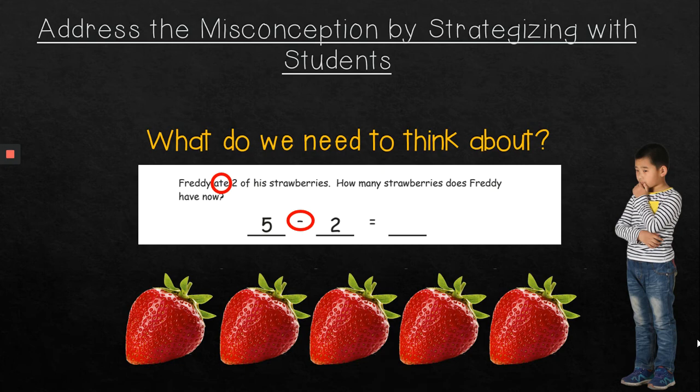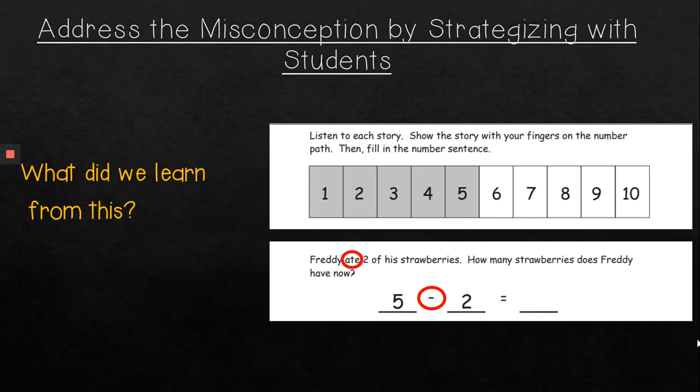We can also look at the number sentence. I see that there is a subtraction symbol. Okay, I see the minus symbol, 5 minus 2 or 5 take away 2. So what do you think we can do to show subtraction? That's right. We can cross them out so that we can show that we took them away. So let's do that now. Okay, so we took away 2 already. And so how many do we have left? How many strawberries does Freddie have now? That's right. He has 3. So 5 minus 2 equals 3.